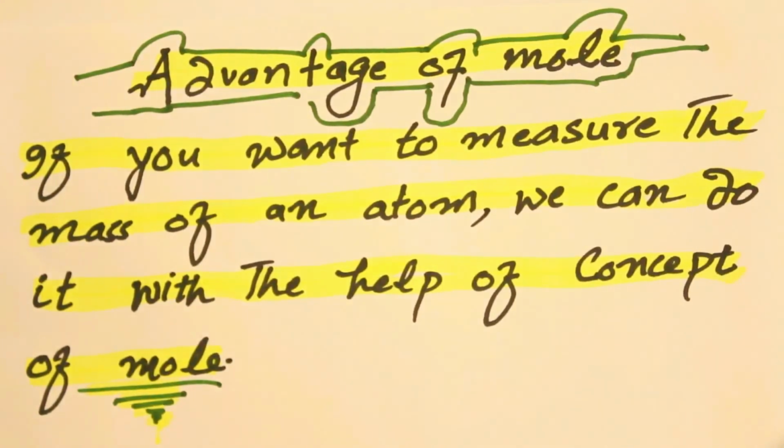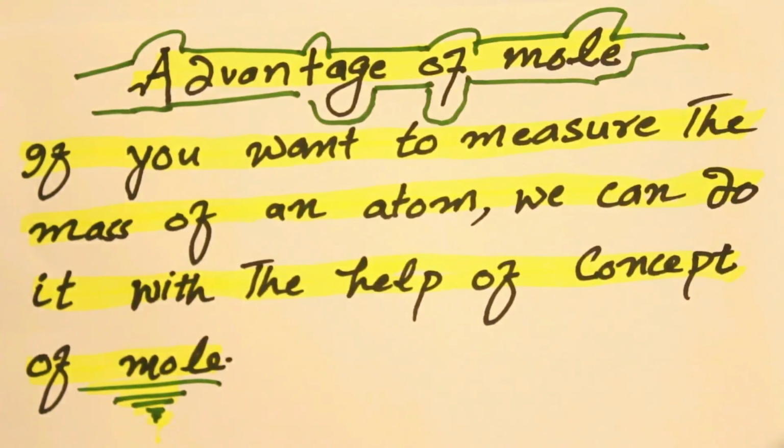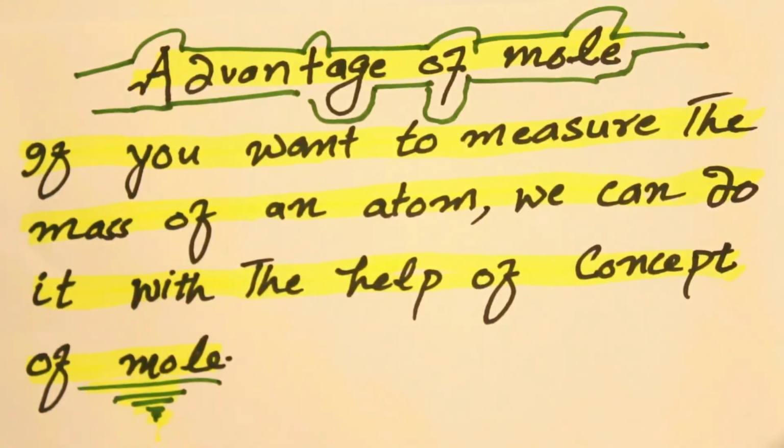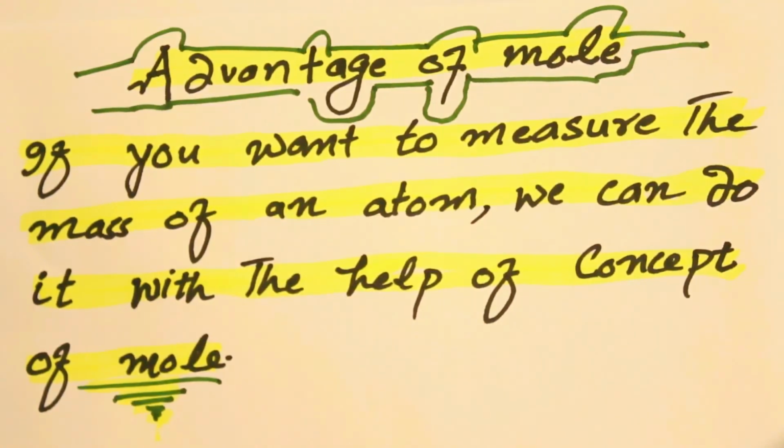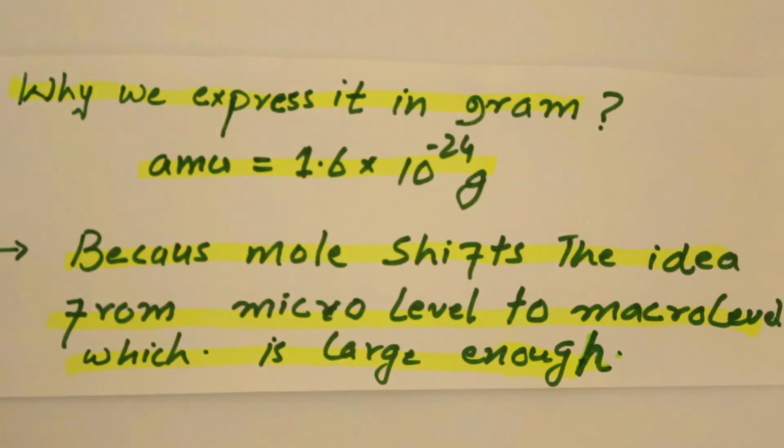Now if you want to measure the mass of an atom, you can use the mole concept, which allows you to measure the mass of an atom on such a small level, which is the biggest advantage. Another thing I want to remind you again is that the atomic mass unit is a very small quantity while the mole is a bigger quantity, and it's the importance of the mole that it shifts the idea from the micro level to the macro level. Thank you for watching and see you in the next class.